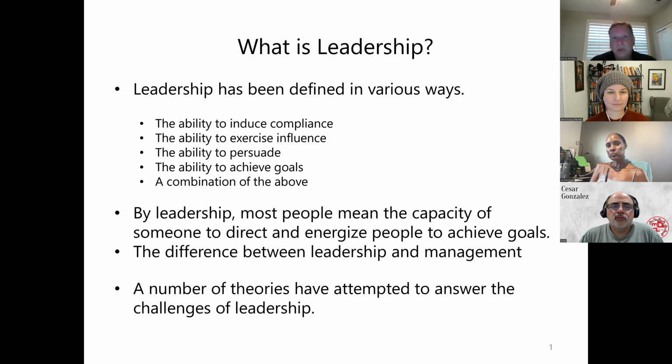So let's talk about leadership briefly to start, and then we'll move into some of the models and some of the theories that have been developed over the years. I think we all have a decent idea of what we mean when we talk about the term leadership. And as we look at each one of these definitions of leadership, we're going to link them to concepts that we've talked about already in this course.